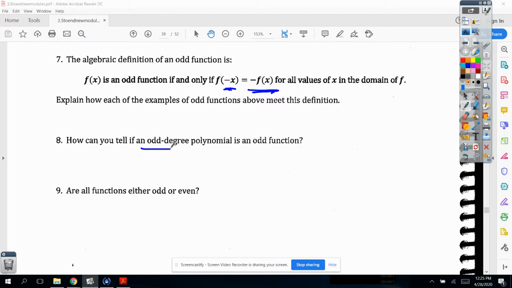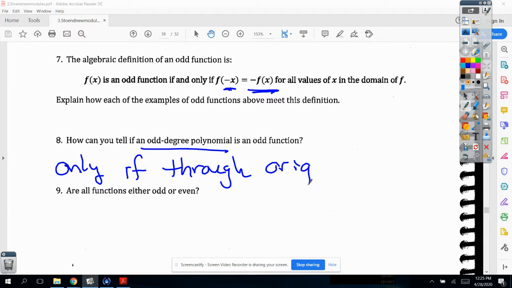Are all odd degree polynomials odd? No. Only if they go through the origin. And really only if there's a stretch factor. If you move it up, it no longer has 180 rotational. So if it has a stretch factor and it goes through here, it's fine, but you can't move it left to right or up or down.